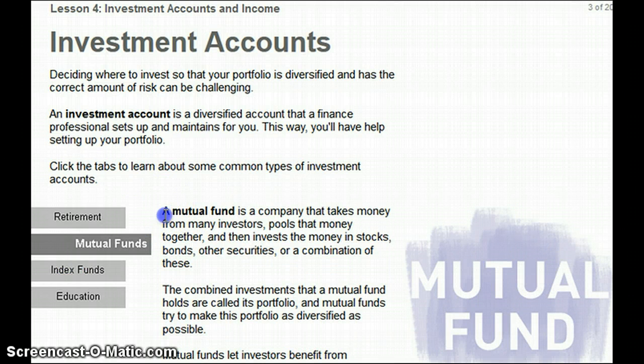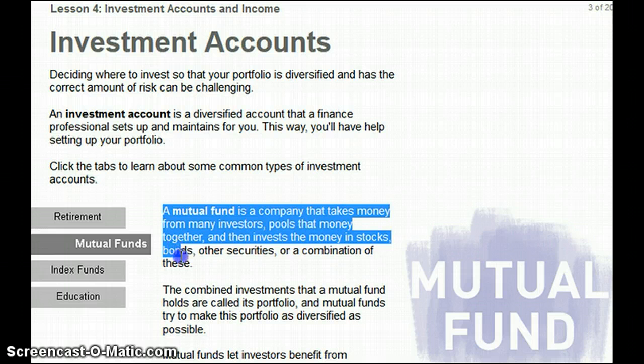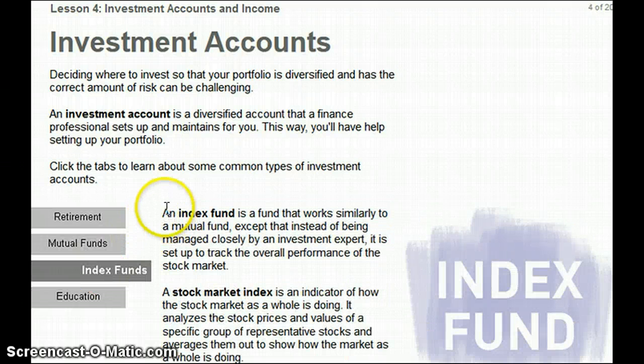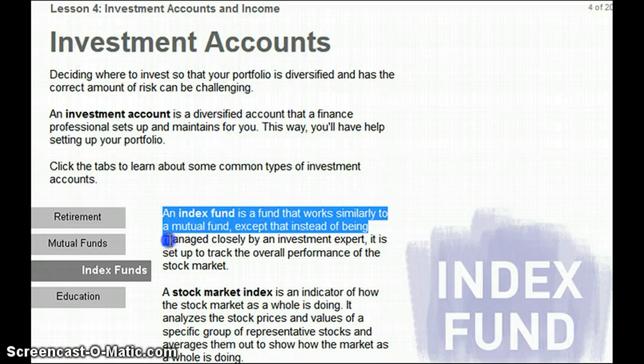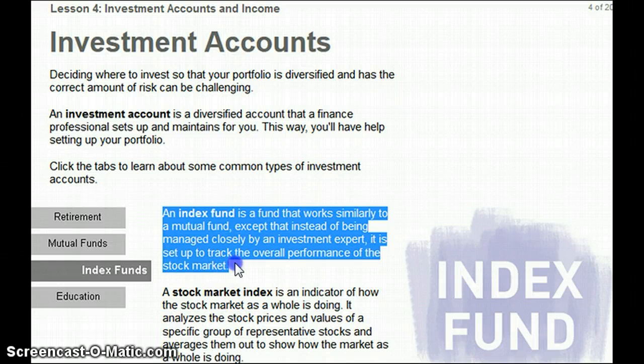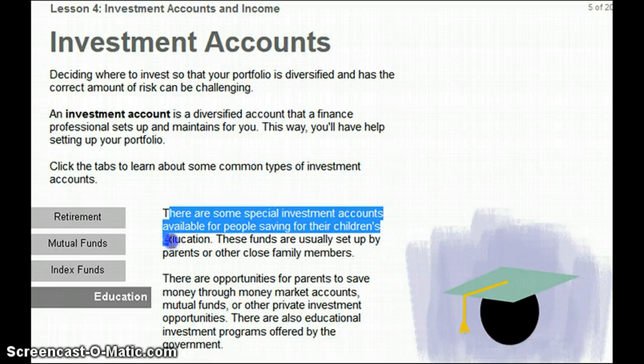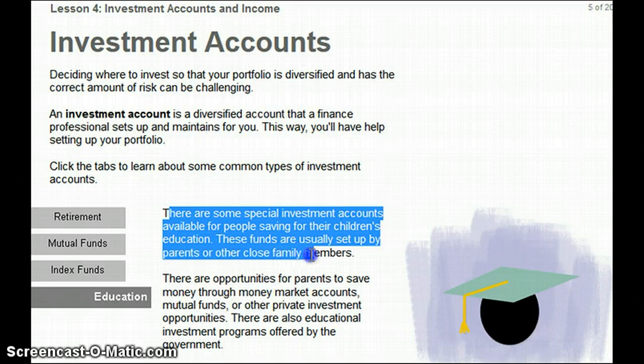A mutual fund is a company that takes money from investors, pools that money, and then invests the money. And an index fund is a fund that works similarly to a mutual fund, except that instead of being managed by an investment expert, it's set up to track the overall performance of the stock market. And there are also special investment accounts available for people saving for their children's education. These funds are usually set up by a parent or family member.